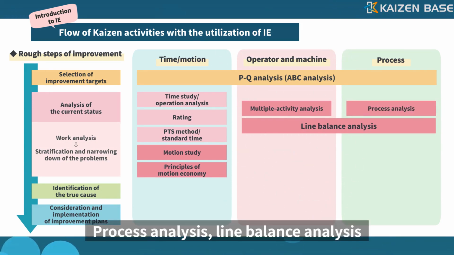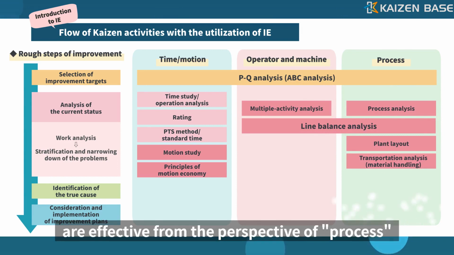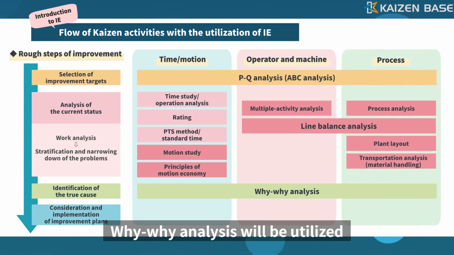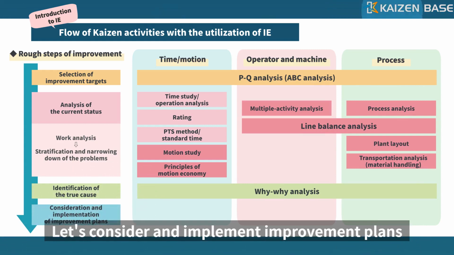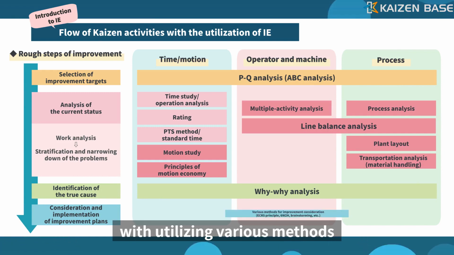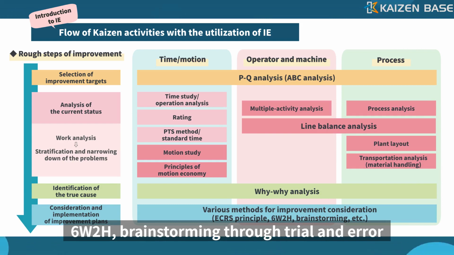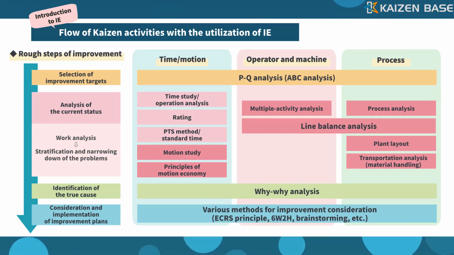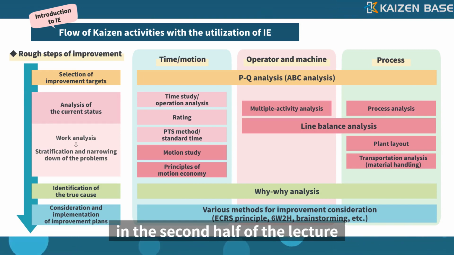Process analysis, line balance analysis, plant layout and transportation analysis, which means material handling, are effective from the perspective of process. YY analysis will be utilized for the identification of the true cause. Let's consider and implement improvement plans with utilizing various methods for improvement consideration such as ECRS principles, 6W2H, brainstorming through trial and error. We will check various improvement methods in detail in the second half of the lecture.